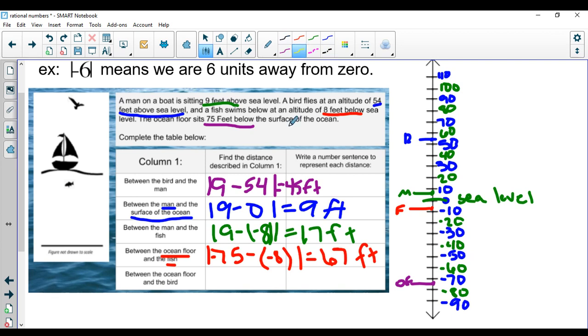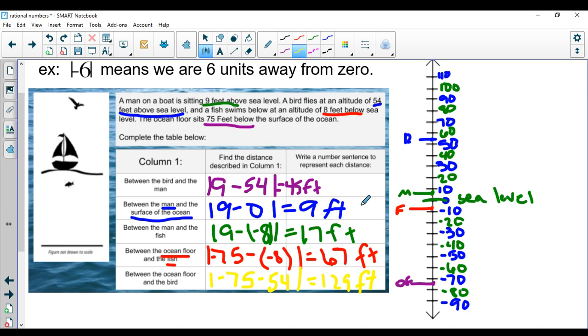And then our last one, the ocean floor and the bird. So from the ocean floor, which is negative 75, minus where the bird is, which is 54. And that is going to give me 129 feet.